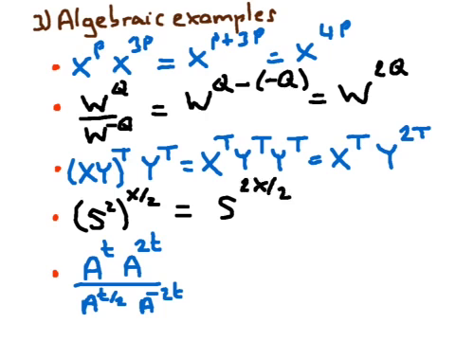The next example is s squared to the x over 2. We multiply the 2 and the x over 2 together. The 2's are going to cancel here, so we are left with s to the power of x.